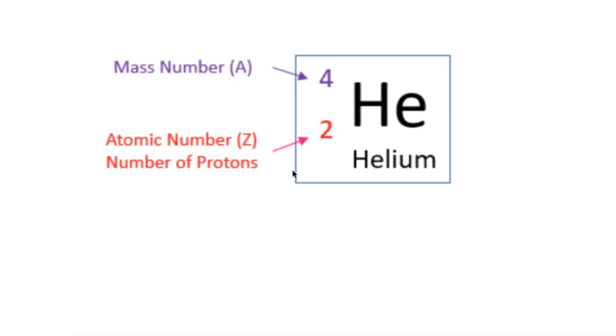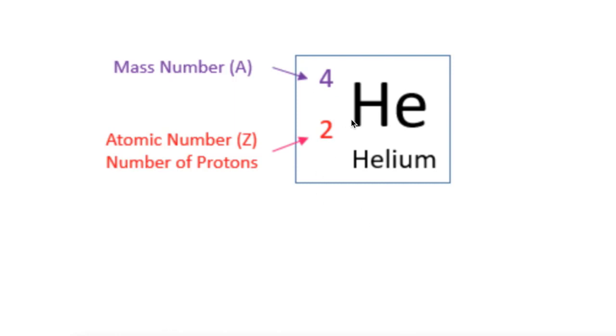Today we're going to be reviewing balancing nuclear equations. A balanced nuclear equation is one where the sum of the mass numbers, the top number in the notation, and the sum of the atomic numbers, the bottom number in the notation, are equal to each other on either side of the equation. So here we have helium 4 over 2.